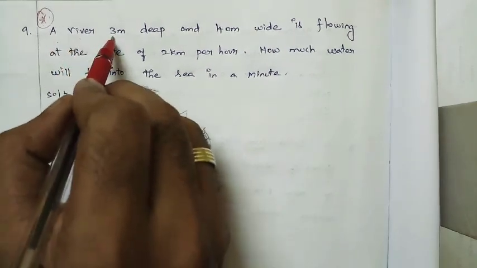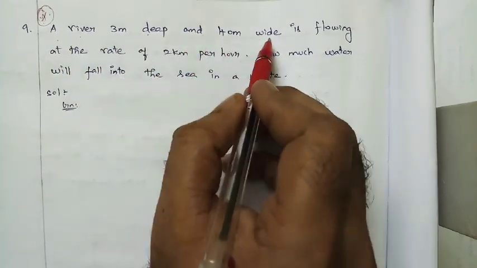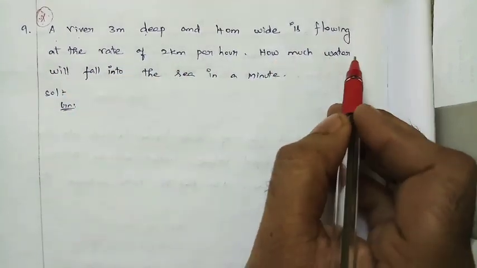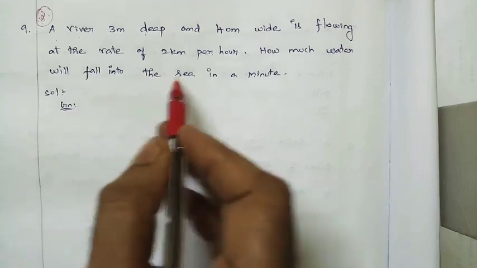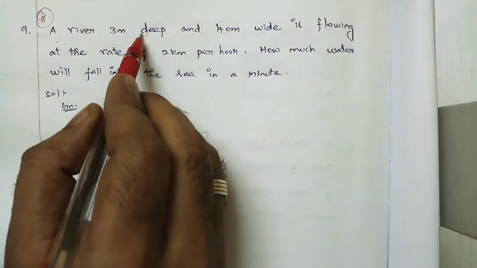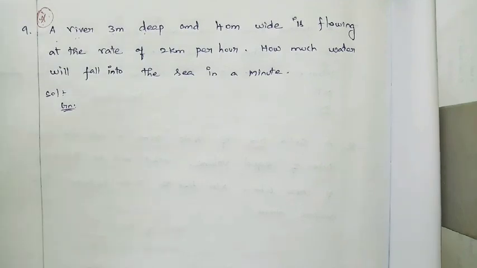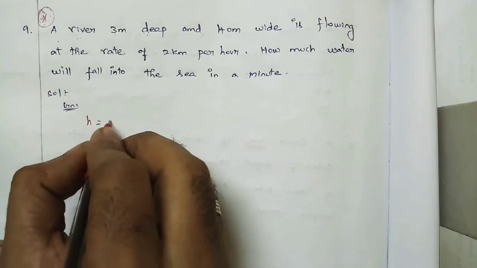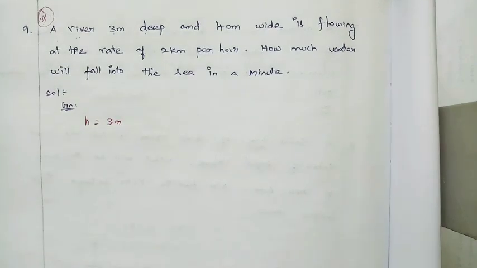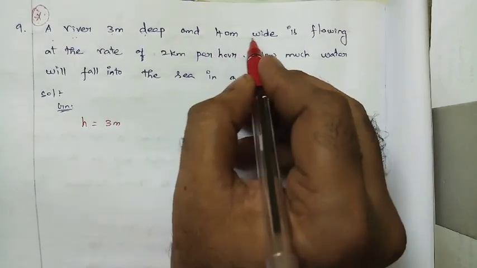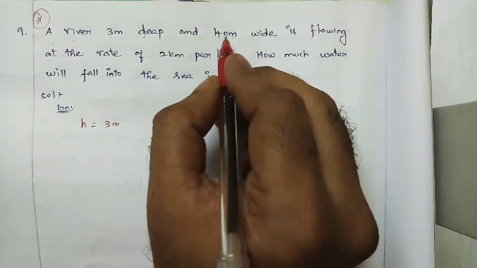A river 3 meter deep and 40 meter wide is flowing at the rate of 2 kilometer per hour. How much water will fall into the sea in a minute? A river 3 meter deep, that is, the height of the river is 3 meter. And 40 meter wide.